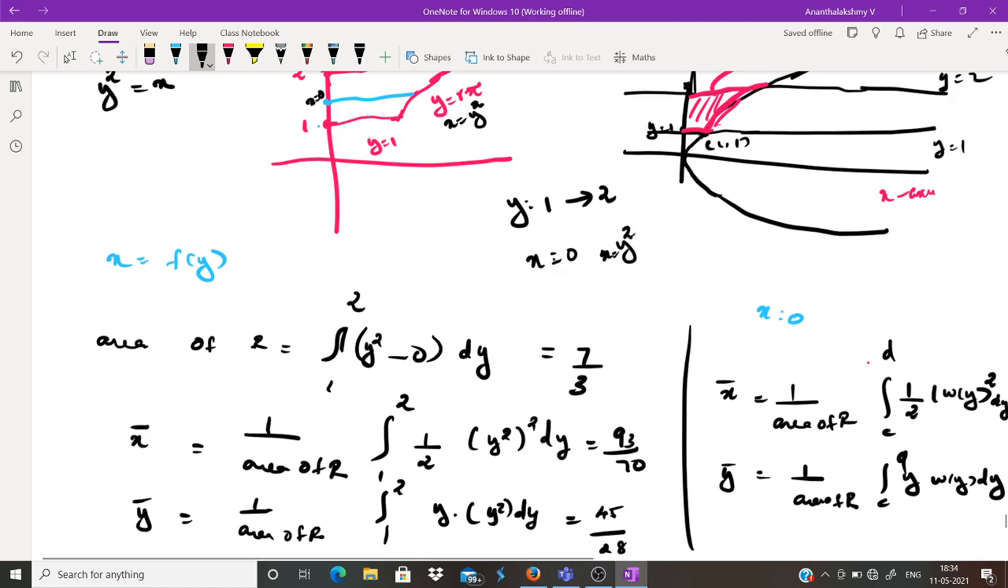So there is no need to write this as a function of y; you can calculate as a function of x itself, but you have to find it two times. Two times you have to do this.